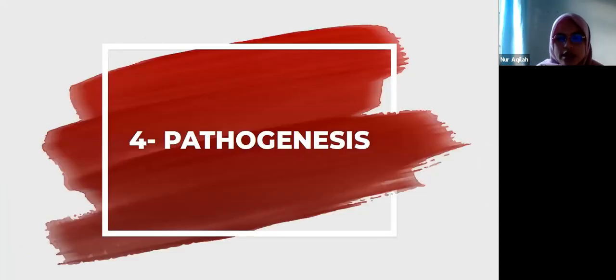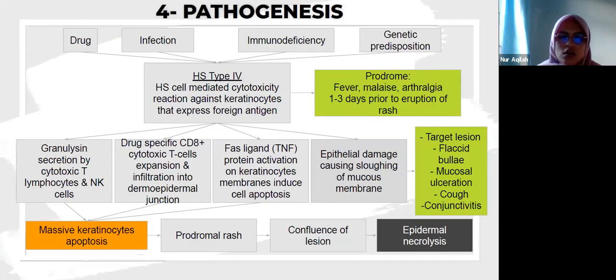Okay, so now we're going to look at the pathogenesis. There is no exact pathogenesis of how SJS occurs, but it is all due to a hypersensitivity type 4 reaction. The causative agent or etiology, such as drugs and infection, and the risk factors of being immunodeficient, immunocompromised, and genetic predisposition may trigger the hypersensitivity type 4 immune reaction, which is a cell-mediated cytotoxicity reaction against keratinocytes that express the foreign antigen.